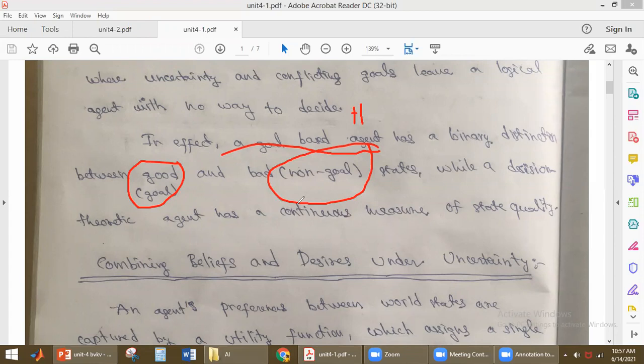Now, how will this decision theoretic agent be? The decision theoretic agent will continuously measure the different states. Whenever some action is performed, the environment will change from one state to another state. So this agent will continuously measure each and every state, and based on that, it will take the actions and finally reach the goal state.